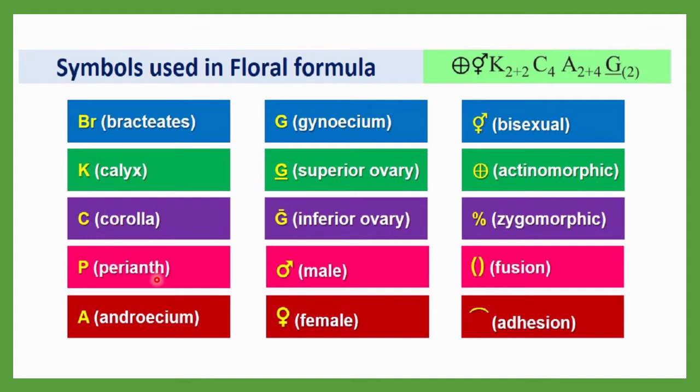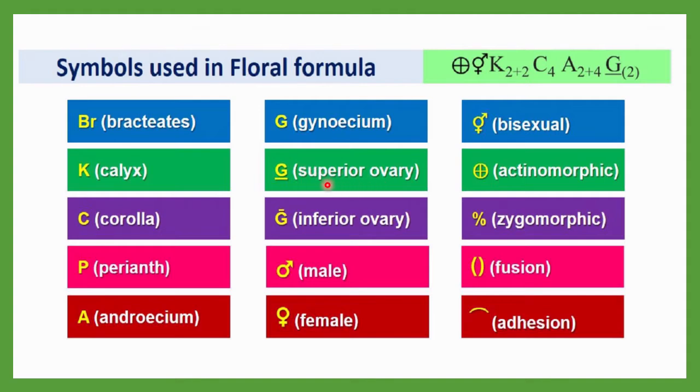Then perianth. You know very well what a perianth is. Perianth is a structure in which the parts are not differentiated in the flower. Suppose the corolla and calyx are not differentiated; at that time such a structure is called perianth, and you indicate it as P. Then androecium is A, very simple, the first letter is A. Then gynoecium, you should write it as G, the first letter. It is also very simple.